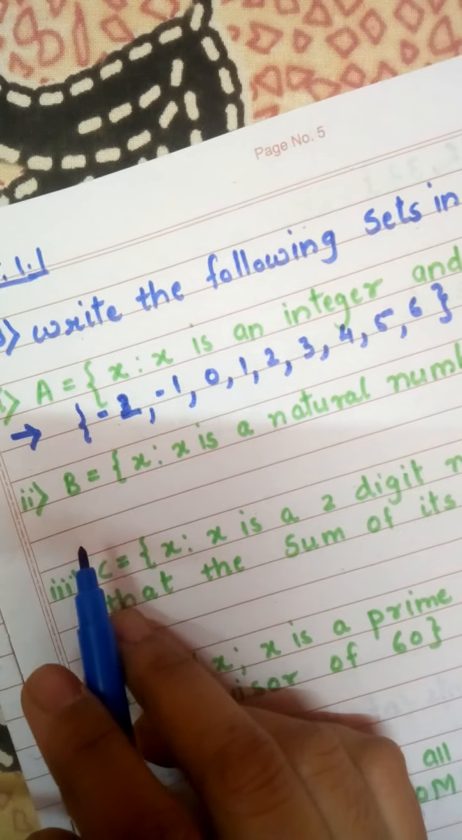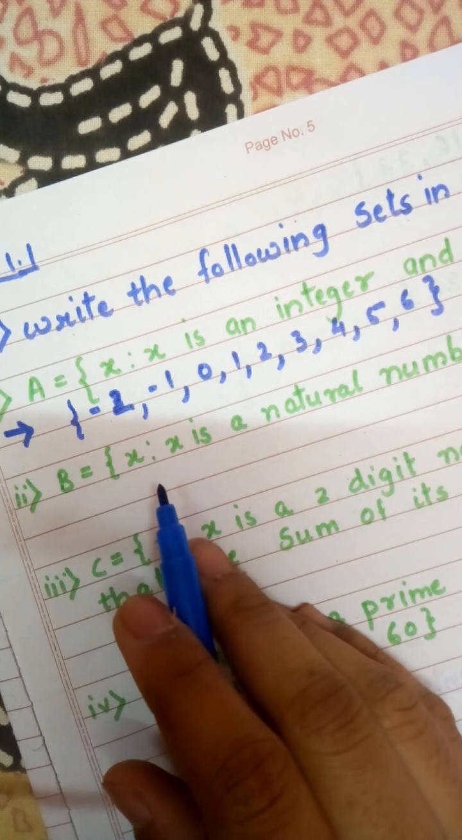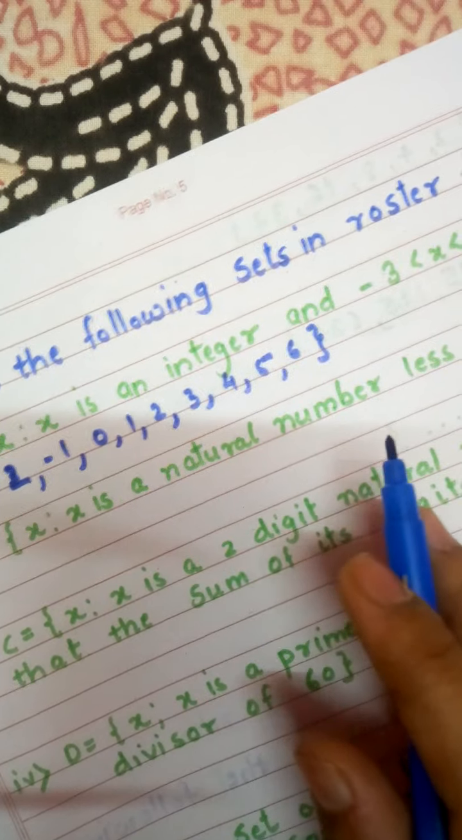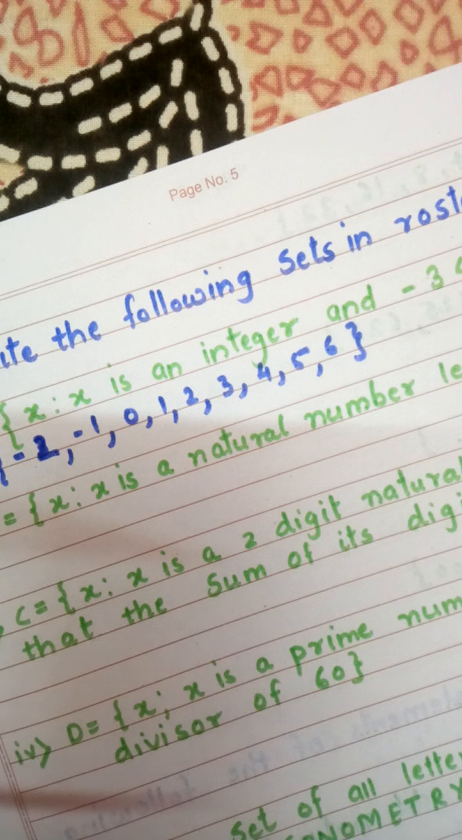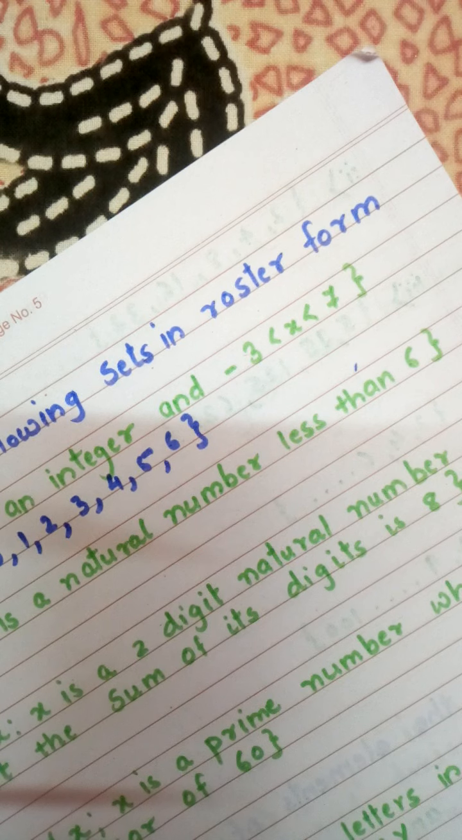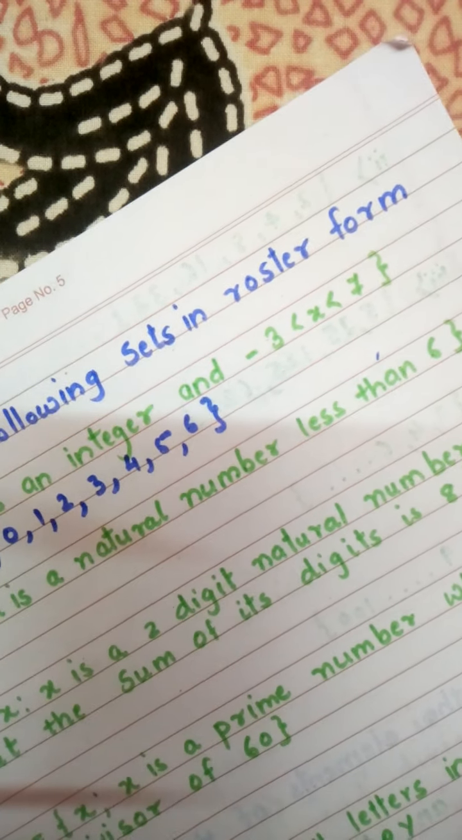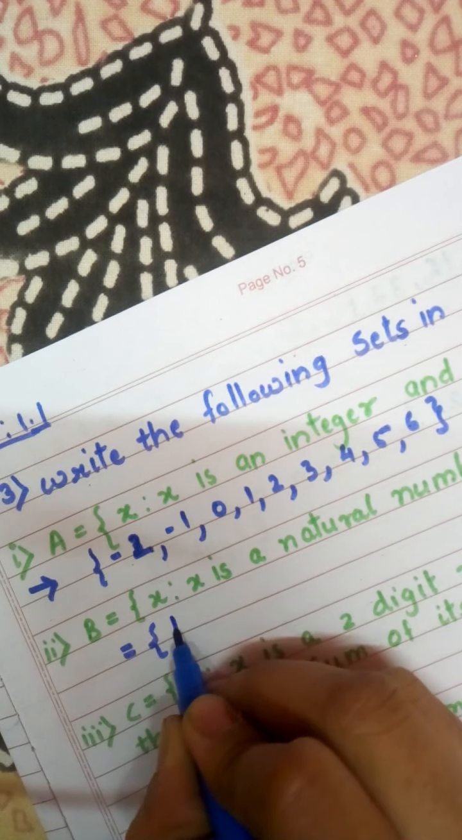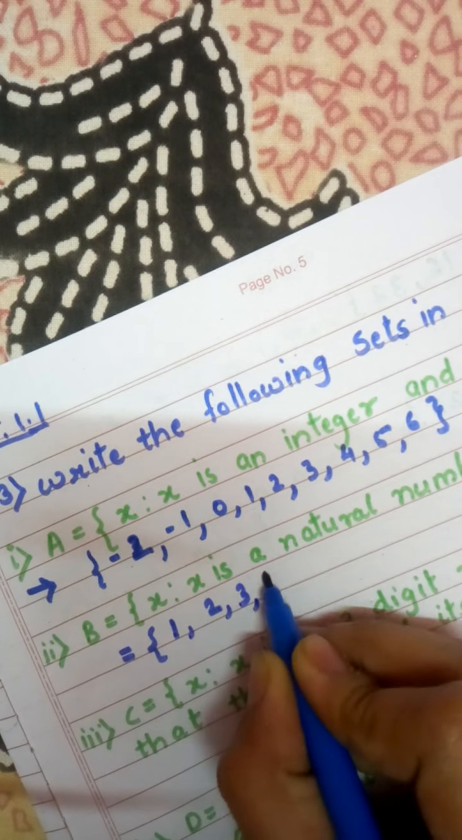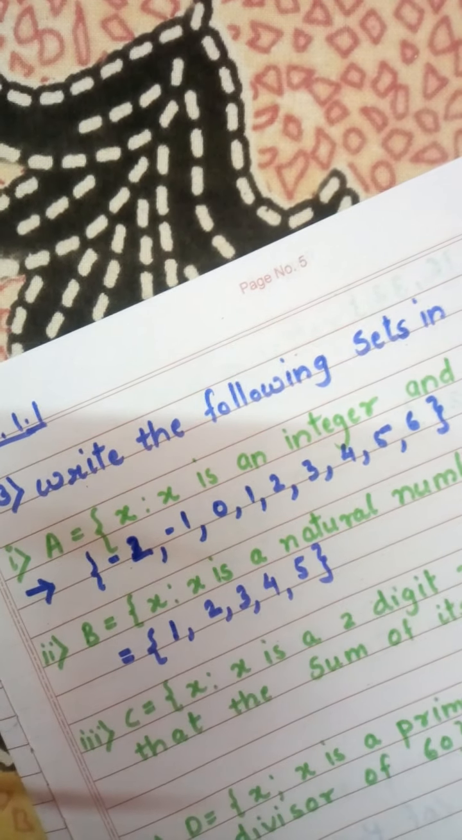Then the second one we have is B equal to {x such that x is a natural number less than 6}. Now here the property of x is that x is a natural number and it is less than 6. They have not told us less than or equal to 6. If equal to was given, then we would have included 6. Now here we cannot include 6, and we know that natural numbers start from 1. Okay, so 1, 2, 3, 4 and 5.